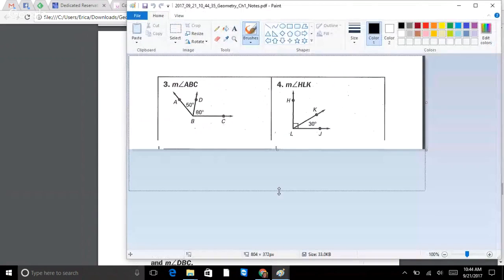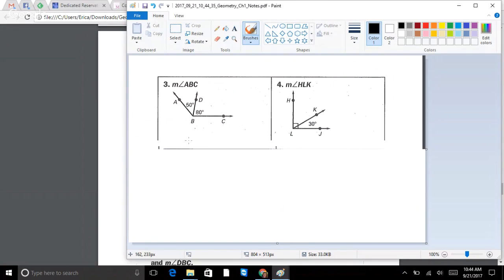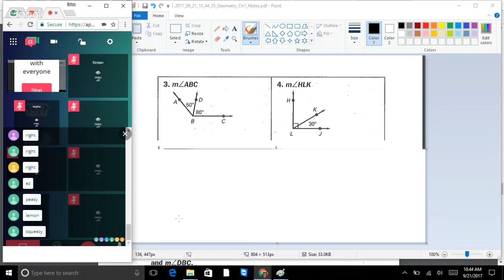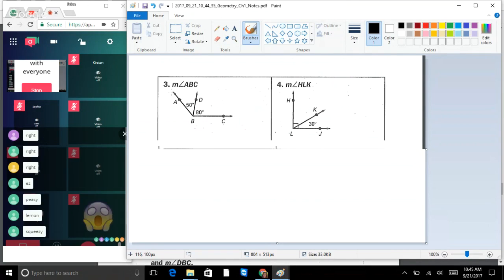All right, so there are no directions on here. But what they want you to do in number 3 is find the measure of angle ABC. So what do you think the measure of angle ABC is?